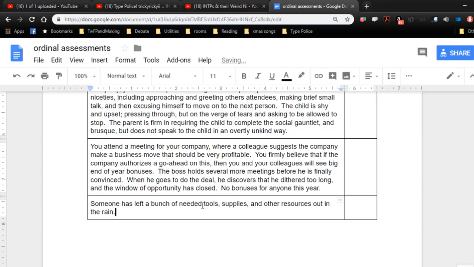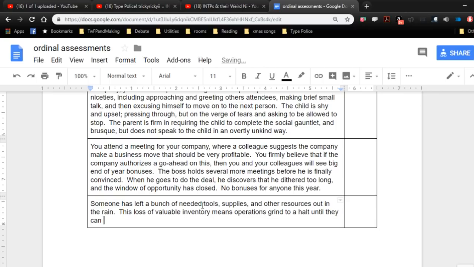This loss of valuable inventory means operations grind to a halt until they can be replaced, and some sort of improvisational solution is required in the interim.